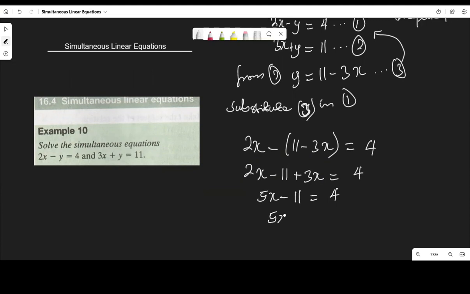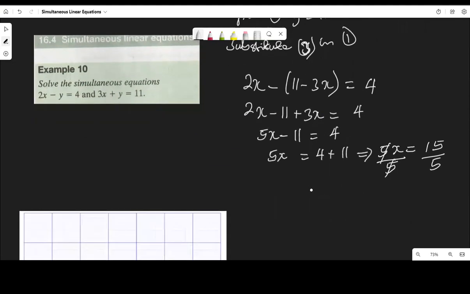Again, this minus 11 crosses the equality to this side to become plus 11. 4 plus 11, which implies 5x is equal to 15. Divide both sides by 5 to get the value of x. 5 cancels 5. x is equal to 15 divided by 5, which is 3. Therefore, x is 3.